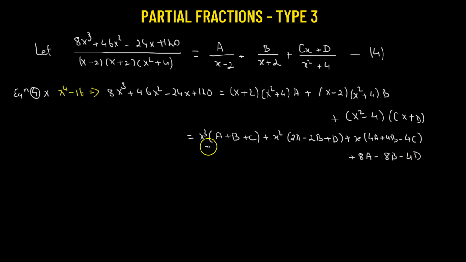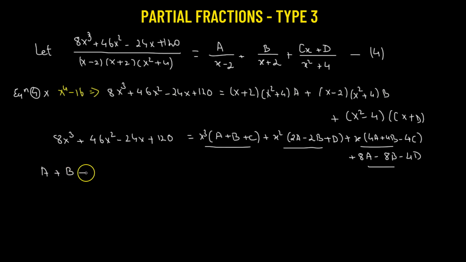So here we clearly see that there are 4 terms. The first is the term containing x cubed, the second contains x squared, the third contains x, and the fourth is the constant term. Similarly, on the left hand side also we have 4 terms: 8x cubed, then 46x squared, followed by negative 24x and 120. Now we can compare and equate both sides. This is going to give us a few equations. We get a plus b plus c, the coefficient of x cubed on the right hand side, equal to the coefficient of x cubed on the left hand side, which is simply 8.